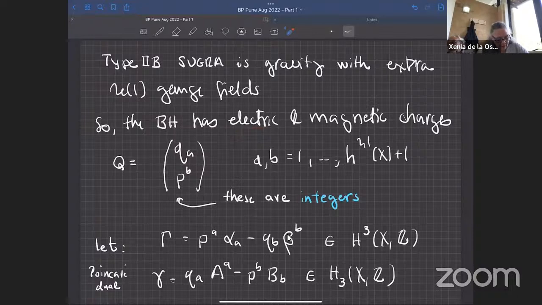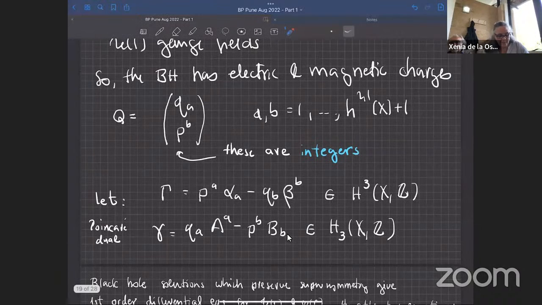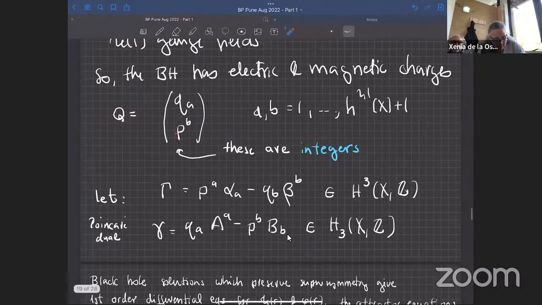So we're going to describe the charge. One can show that the charge can be put in a vector. The charges in physics are all integers, so these Qs and Ps are integers. And A and B run from 0 to h^{2,1} plus 1, because that's the number of charges that we get from the compactification. So we can put these entries into a charge vector gamma in H3 of Z, this lattice, where the coefficients are the charges.